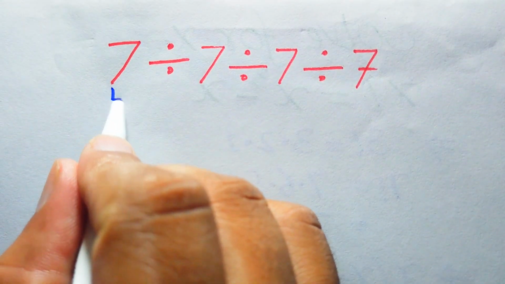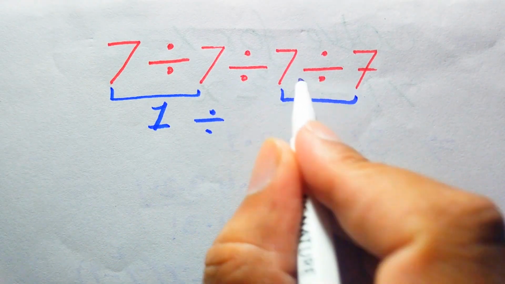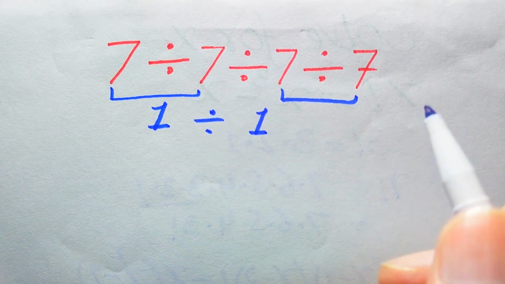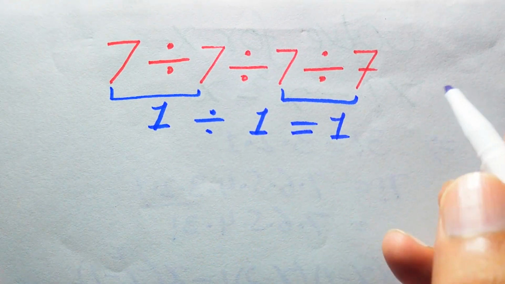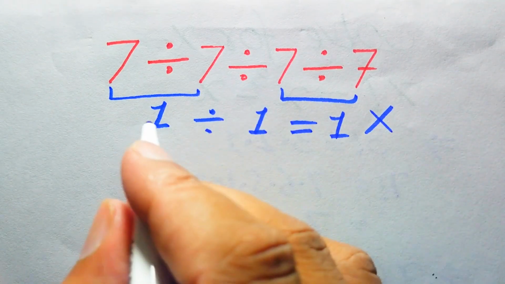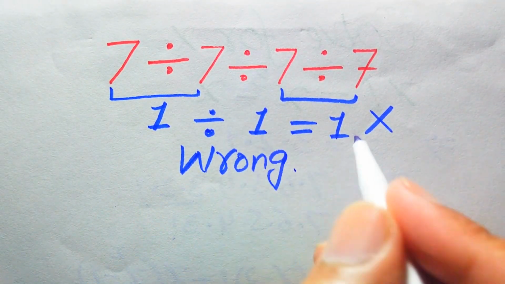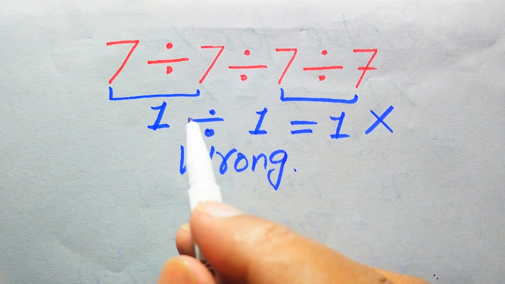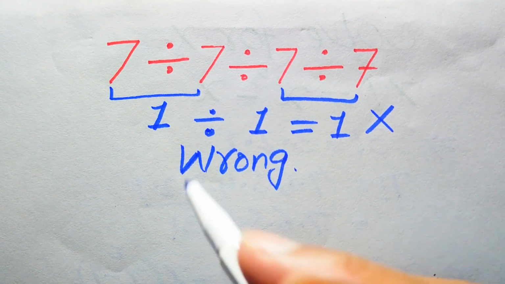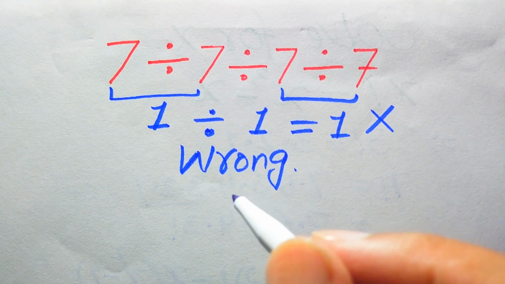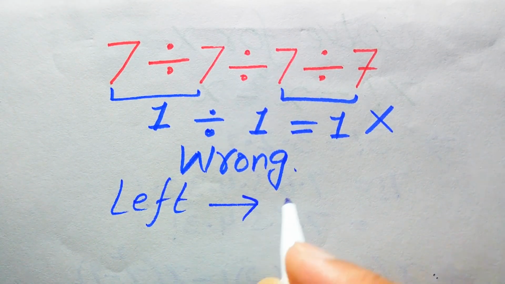7 divided by 7 is equal to 1, 7 divided by 7 is also equal to 1, and 1 divided by 1 equals 1. So this is our wrong answer, and this is the wrong process or wrong steps to solve this type of question. Remember that if a negative sign appears simultaneously, then we just solve this type of question from left side to right side.